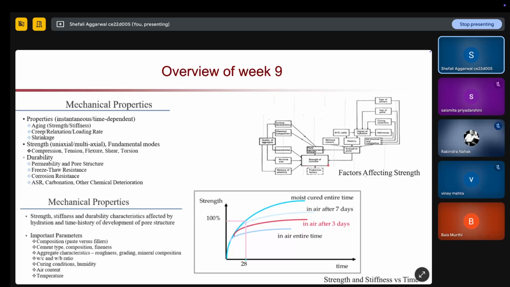Okay, next thing is how our strength will be changing with respect to time. Usually when we are calculating our compressive strength, we calculate it as a 28 day strength. Why? Because we assume almost how much percentage of strength is gained at 28 days.